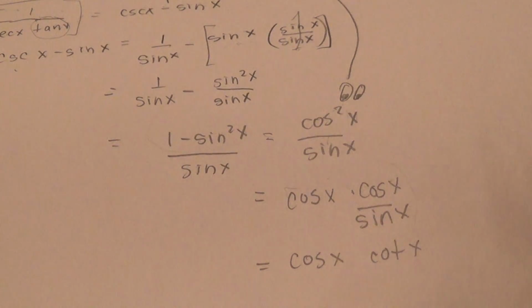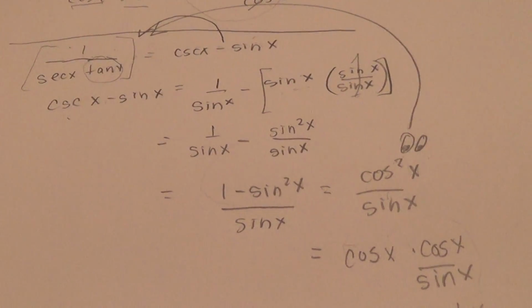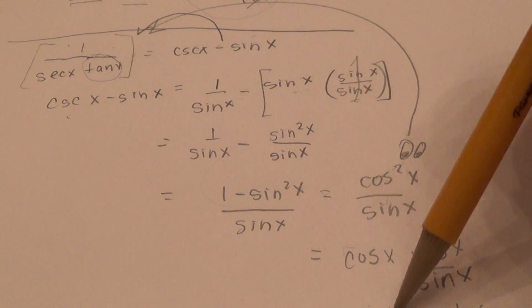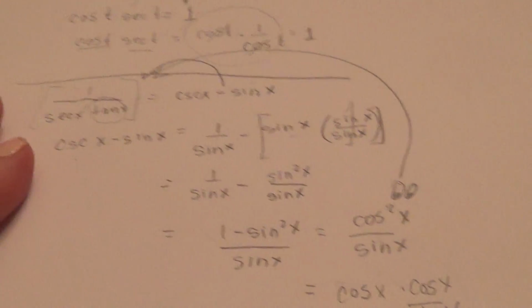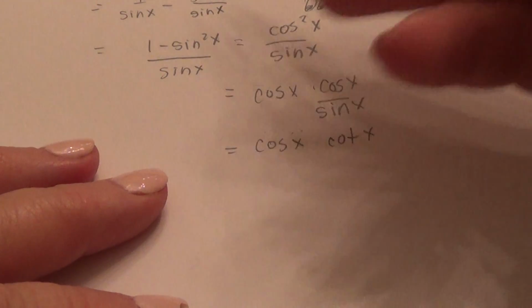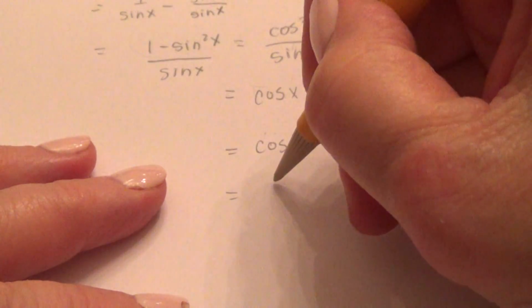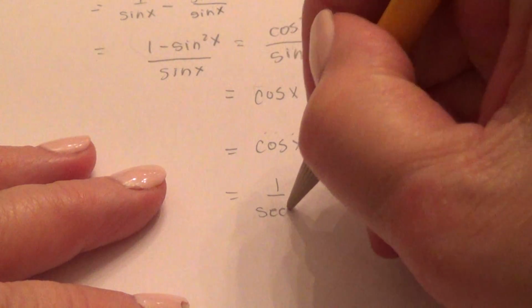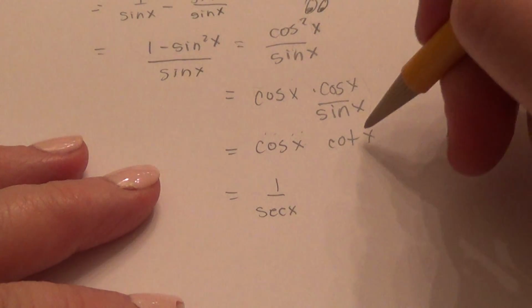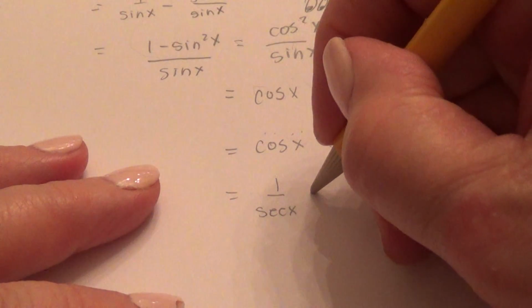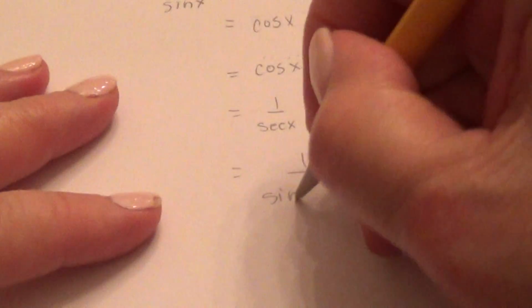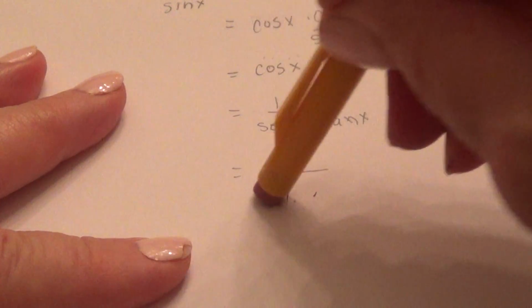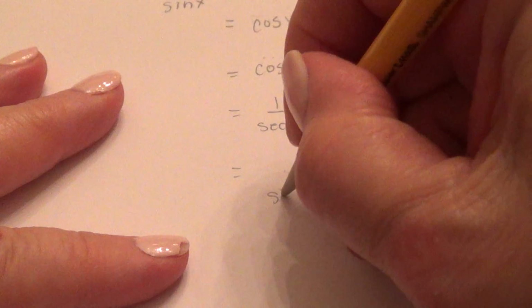All right, so I'm almost there. Looking at the prize, how can I rewrite cosine of x so that it looks like this? Well, I know cosine and secant are related, so I can rewrite cosine as 1 over the secant. They're reciprocal functions. And I can rewrite cotangent as 1 over tangent. And now I simply multiply the tops and the bottoms together, and I get 1 over secant x tangent x.